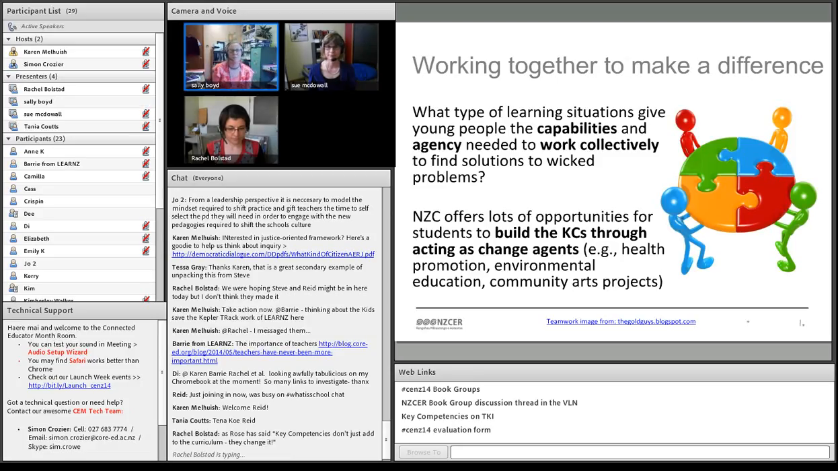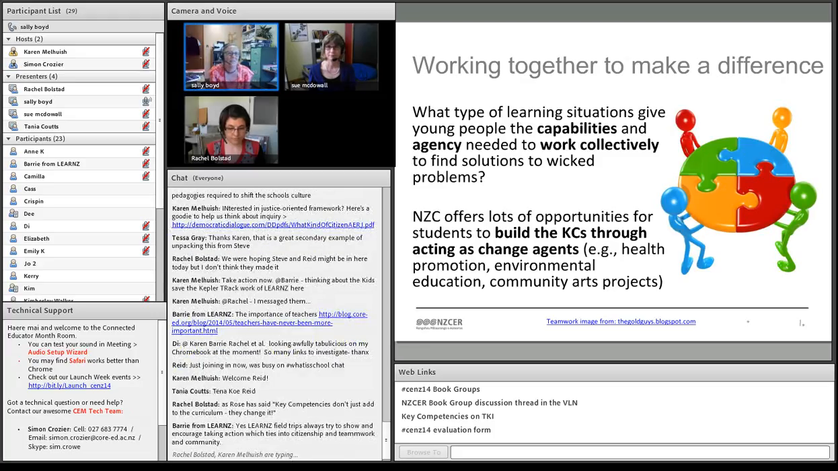The New Zealand Curriculum offers us many opportunities to engage in these sorts of projects, or for students to do these sorts of projects. Obvious areas are the health promotion area in the health and PE curriculum and environmental education, but there's lots of opportunities in all curriculum areas if people want to go out and grab them.